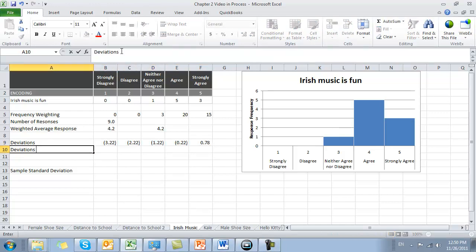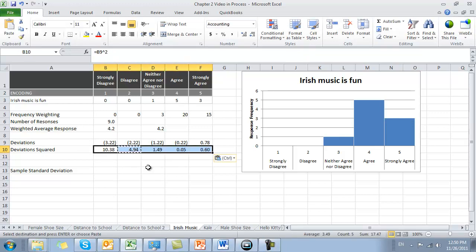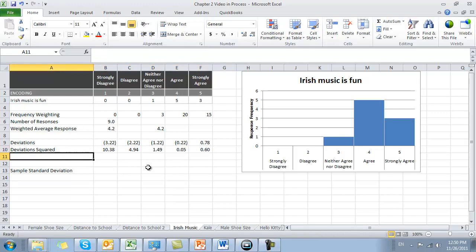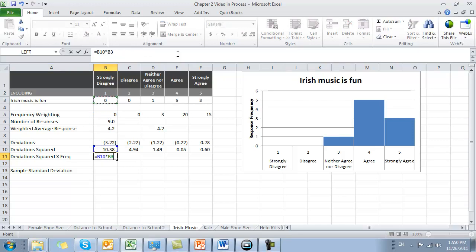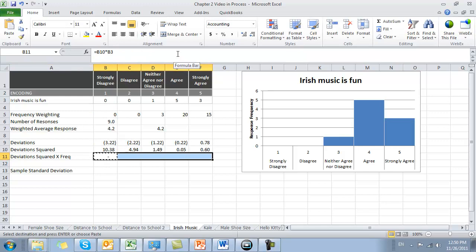My deviations squared. Very carefully, please notice I'm using the interpretations of my responses and my average, not this frequency. Here's my deviation squared equals that times itself, or equals that to the power of 2, either way. Copy, paste, there we have it. And now I need to multiply the deviation squared times the frequency of getting that response. Copy and paste.